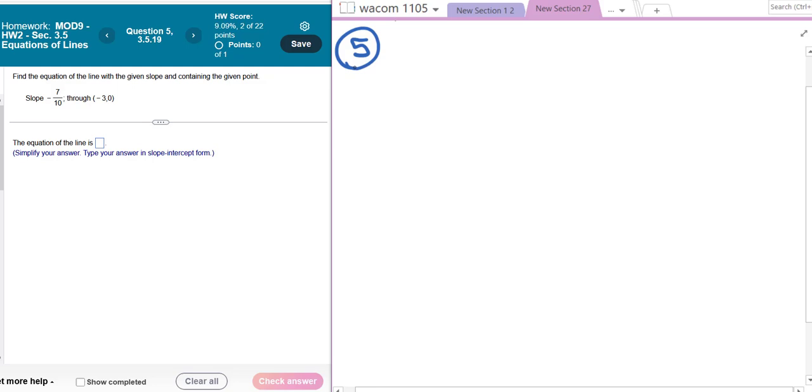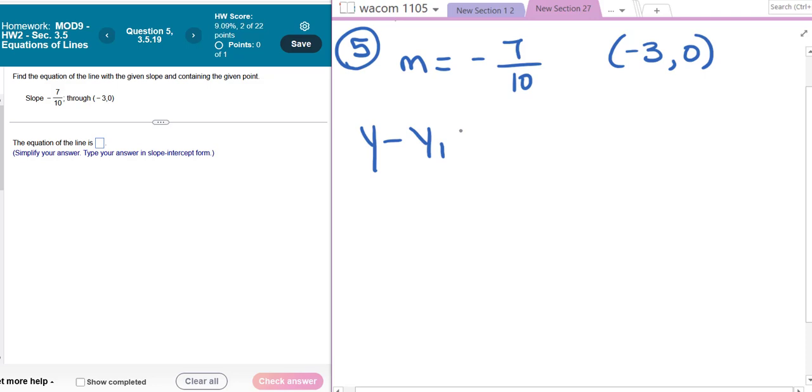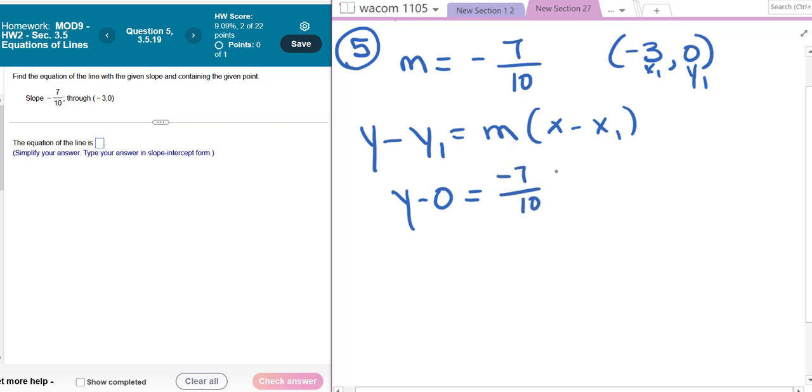Find the equation of the line with the given slope containing the given point. So m is -7/10. It contains the point -3, 0. And we will first go to the point slope form. Y minus y1 equals m times x minus x1. And we'll plug in. So this is x1, this is y1. So we have y minus 0 equals m, which is -7/10, times x minus a negative makes +3.